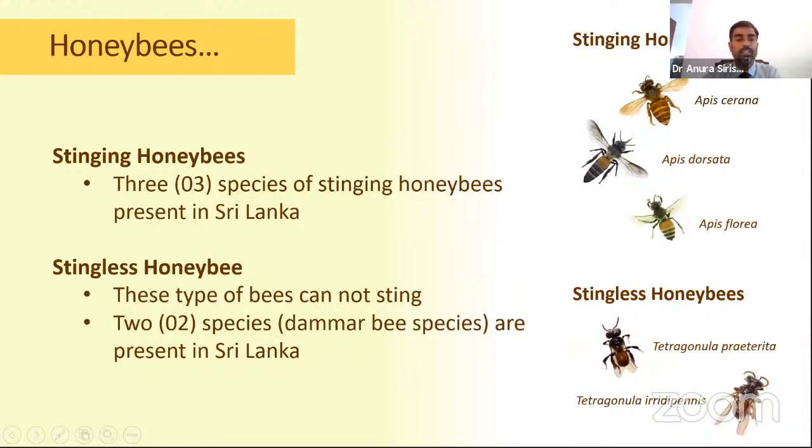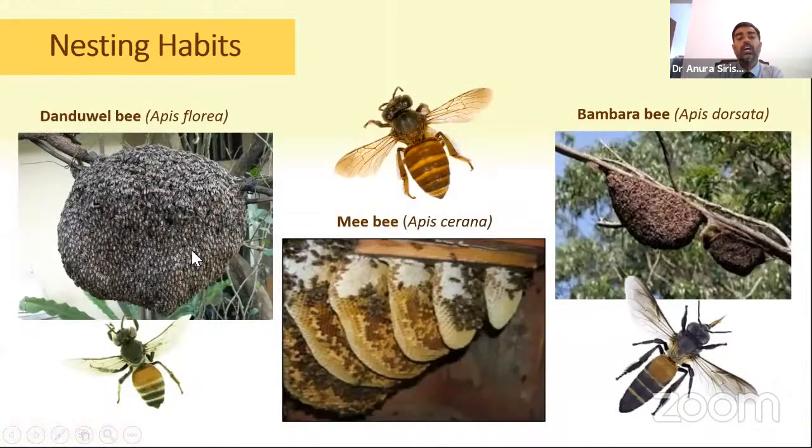And these are their nesting habits. Apis florea has a single comb, and they normally produce their nest in exposed areas, right? In contrast to that, Apis cerana always go for concealed or very closed environments, maybe a termite mound or a cave or whatever like that, and they develop several parallel combs. And again in contrast, the giant bee Apis dorsata may produce only one large comb.